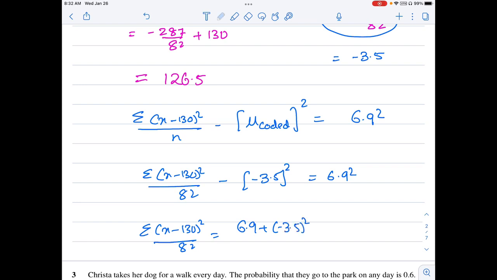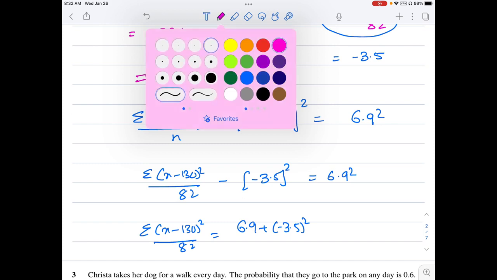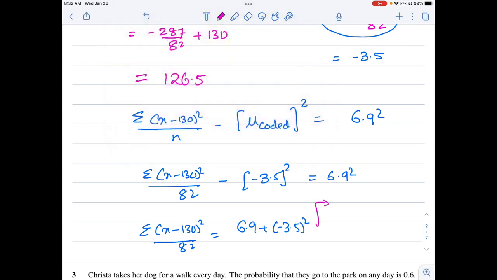So finally, I am going to get the value of sigma x minus 130 whole square as 82 times 6.9 square plus, I can neglect that minus sign, 3.5 square. Simplify by calculator, you should get 4908.5. That's going to be the answer for the second question.